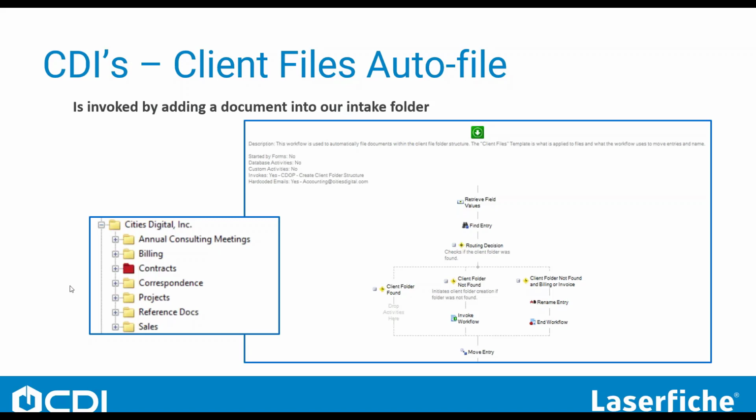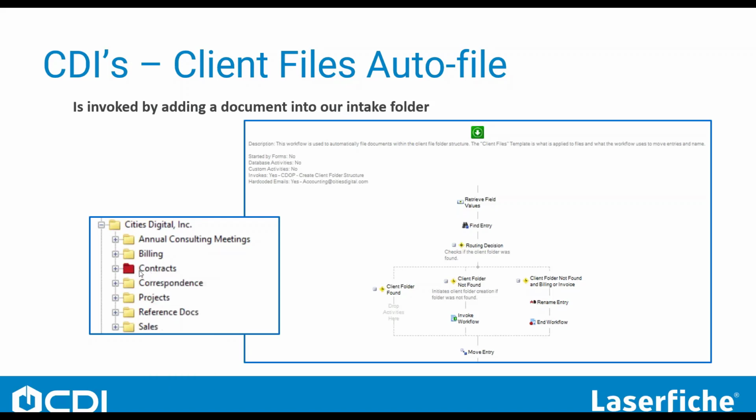Any document that gets added into our repository that is client related has a template applied called client files. And then within that template, it identifies what type of document it is, and then from there, any additional information on the document. So if it's a contract, is it a new Laserfiche contract? Is it just a service contract? It identifies all of that.